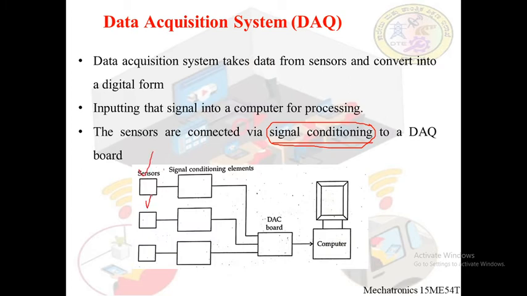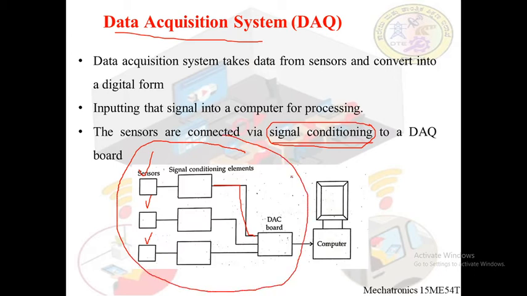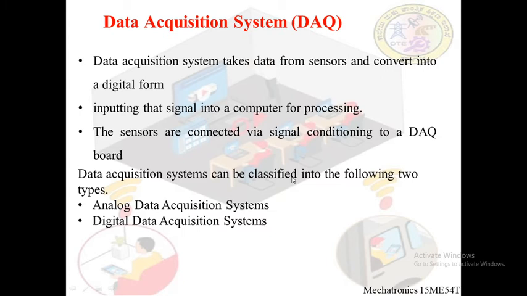So inputs from different sensors, maybe 1, 2, 3 sensors, or a temperature sensor, pressure sensor, etc., are fed to the signal conditioning element. The signal will be strengthened or enriched or modified, and then it will go to the analog to digital converter board, and the signal will then enter the computer or the microcontroller for further decision making. The data acquisition system forms the housing for this entire processing of data. As we have seen, it takes data from the sensor and inputs it into the computer for further processing.